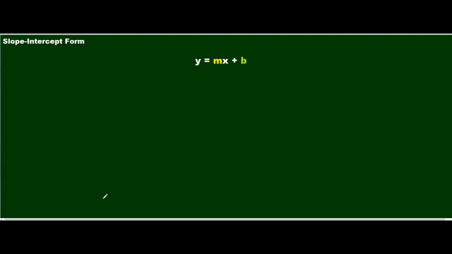Today I'm going to talk about the slope-intercept form. What is the slope-intercept form? It's basically an equation in the form of y equals mx plus b. And the slope would be m, and your b is your y-intercept.